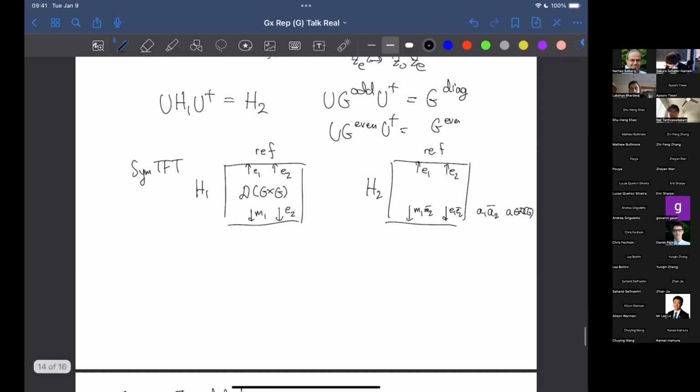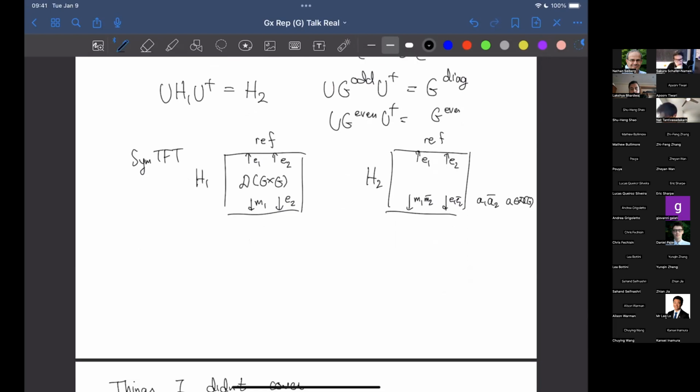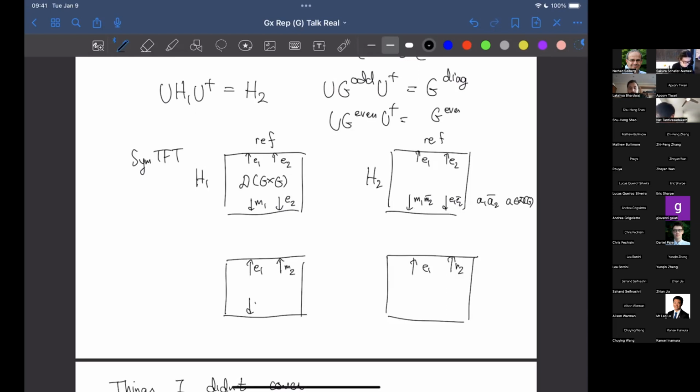Okay. And now if I want to map back to the symmetric product state by gauging rep G, all I have to do is replace E on the second copy with the fluxes. So now my reference boundary will give me a G times G symmetric state. And I'm basically condensing the same things on this side. So this is now the SymTFT version to realize the cluster state. And this one will realize the symmetric product state. Okay.